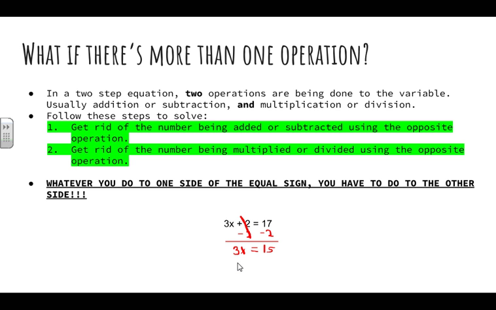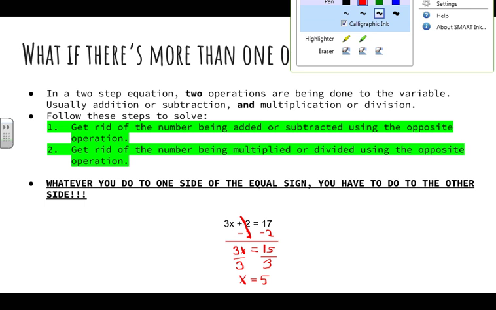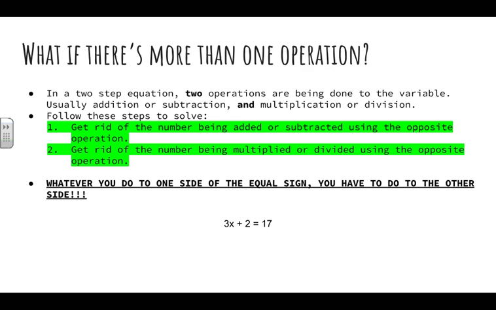So rewrite your equation. Next, we are going to divide by 3. Since 3 is being multiplied by x, do the opposite and divide by 3. That's going to give us x equals 5. So x is 5. If you wanted to test that, you could plug it into the original equation. 3 times 5 is 15 plus 2 is 17, which is exactly what we said.